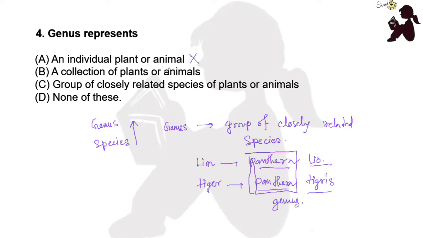So the first option, an individual plant or animal, is not true. A collection of plants or animals is also not true. Option C, group of closely related species of plants and animals, is the correct answer. Okay, so let's move forward to the next question.